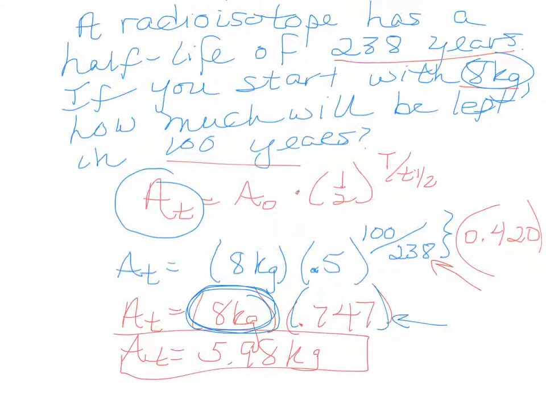So basically, you're always going to start with the original amount, and it's going to be multiplied by some fraction that's going to be less than 1, right? Because your original amount has to decrease. So this whole shebang, if you're entering it correctly, will be a fractional value less than 1.